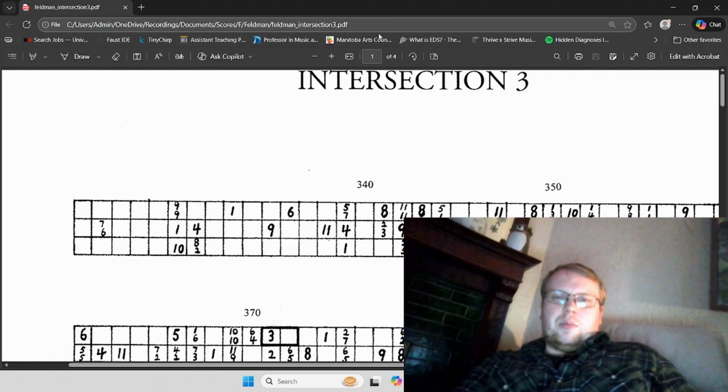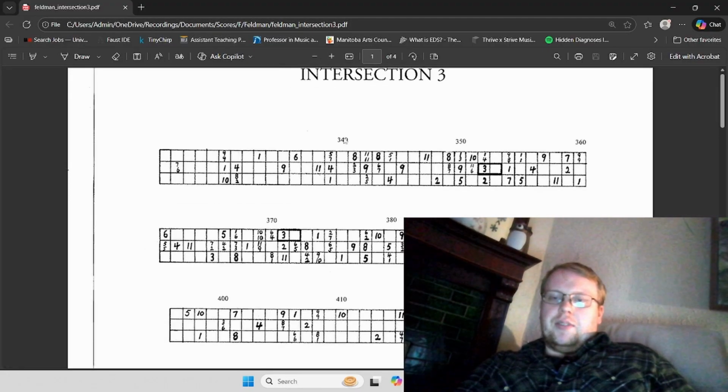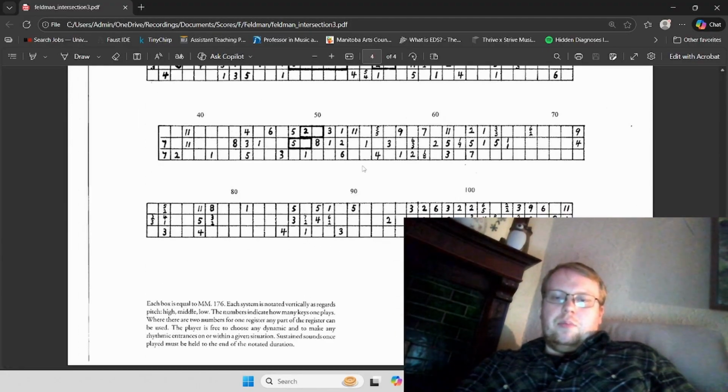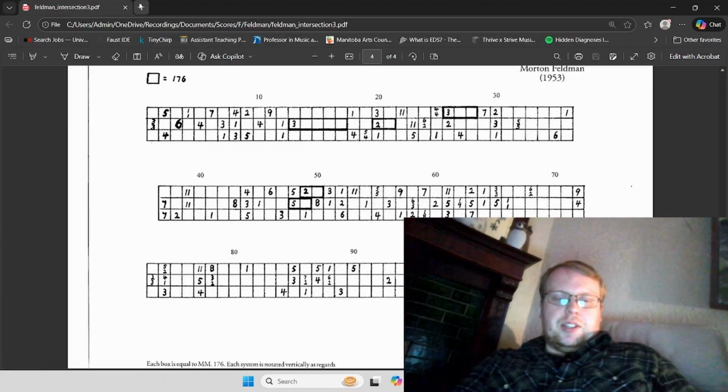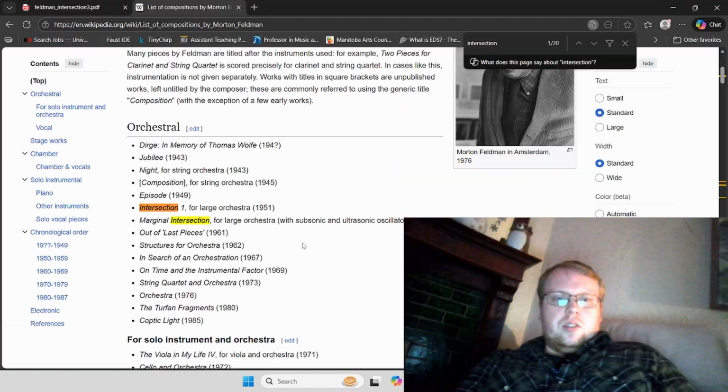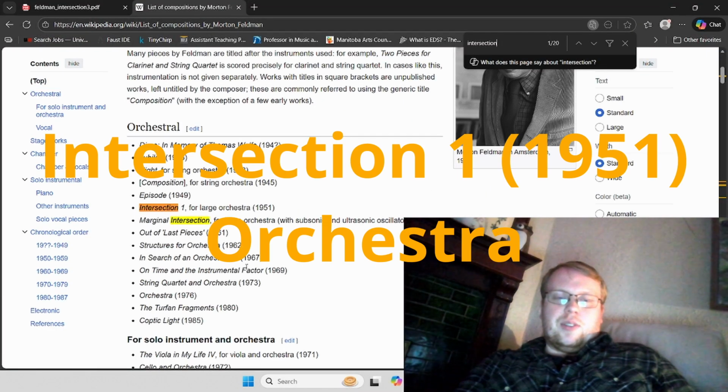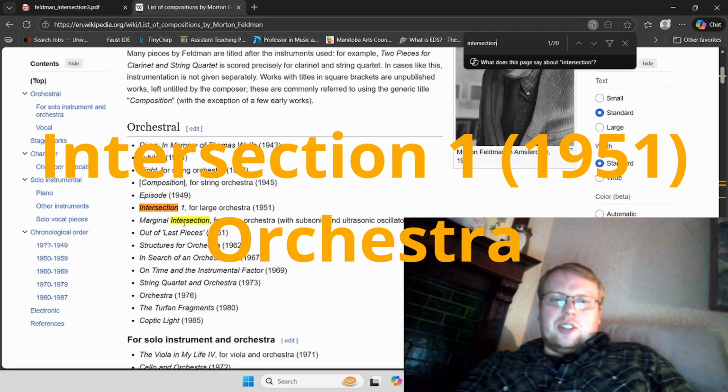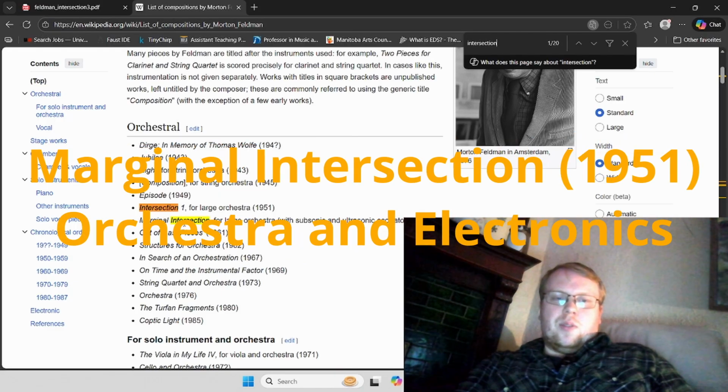I don't think this gets performed as much as The King of Denmark, but I think he has a whole series of these intersection pieces for piano. Okay, Intersection 1 is actually for orchestra. Marginal Intersection is a piece for large orchestra and oscillators and tape slash phonograph record. I guess it's that old.